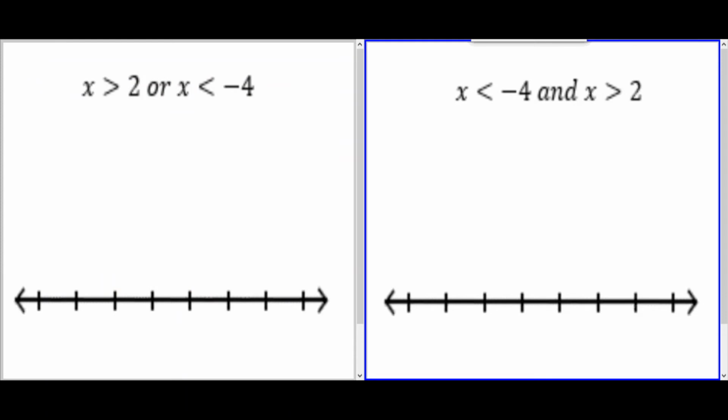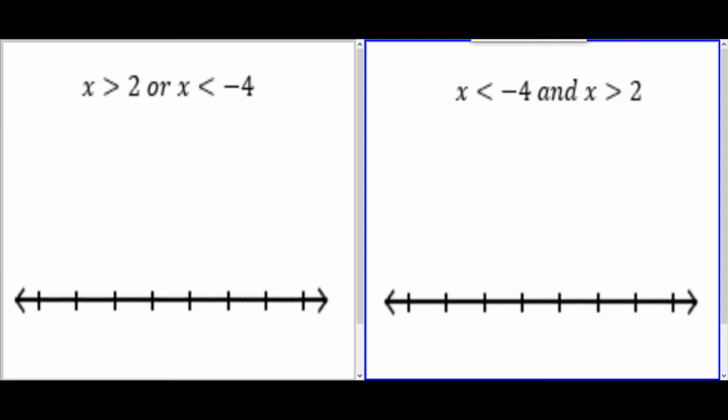So these get into compound inequalities. Basically you have two inequalities in one. With compound inequalities, you get the two cases, the or and the and. So with the or case, x is bigger than 2 or x is less than negative 4.